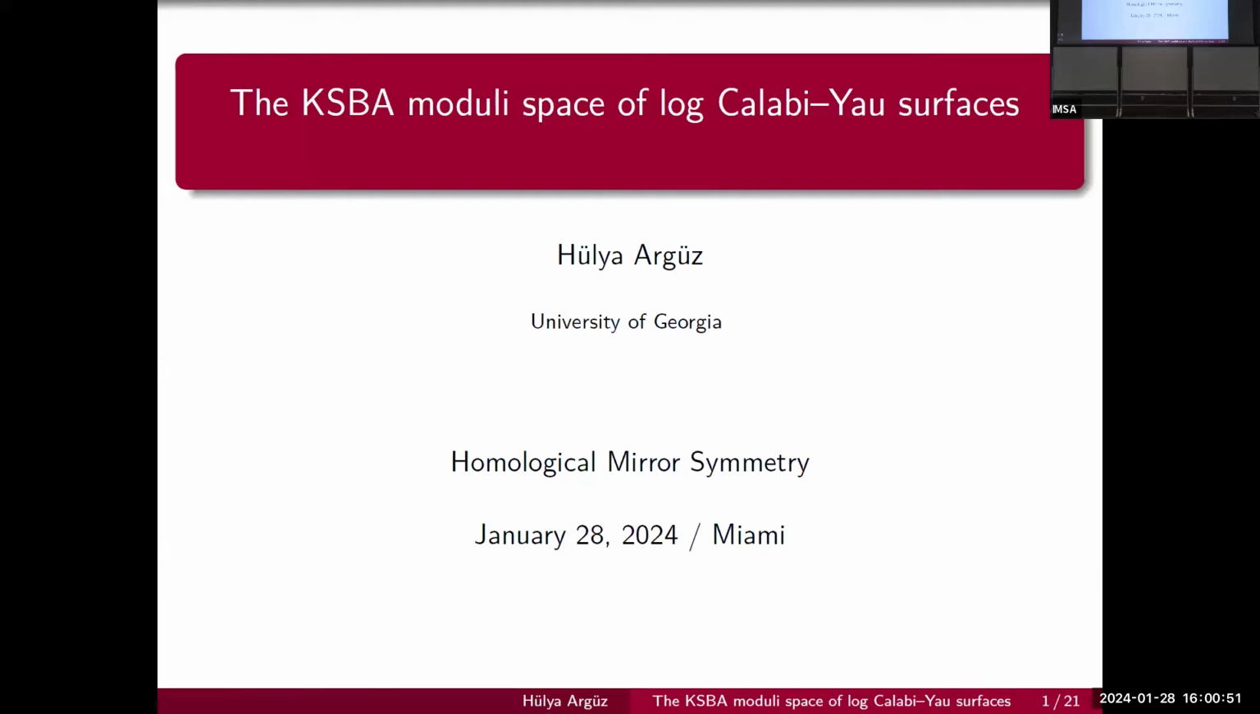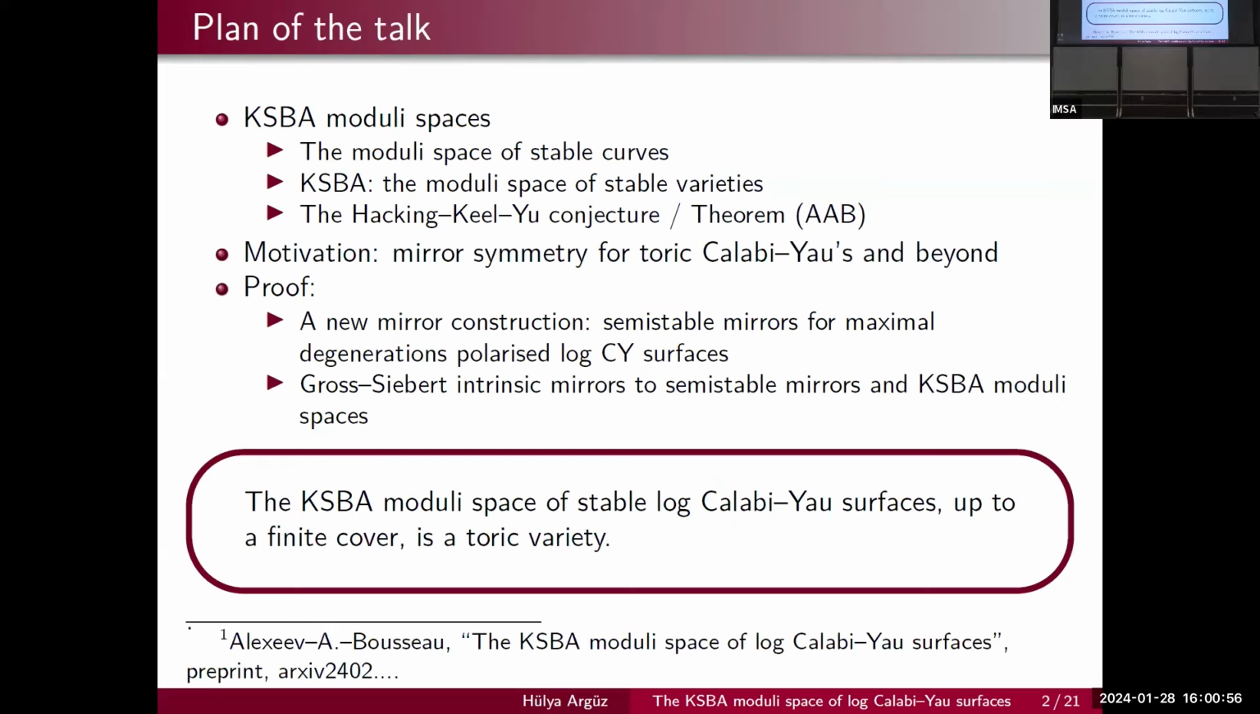So my plan today is to tell you about the KSBA moduli space of stable log Calabi-Yau surfaces. Here's my concrete plan. I will very shortly recall what a moduli space of stable curves is. The KSBA moduli space will just be a higher dimensional generalization of it. And I will tell you what the Hacking-Keel-Yu conjecture, which is now our theorem with Alexeev and Bousseau, is saying. So this is the main theorem of the talk. The KSBA moduli space of stable log Calabi-Yau surfaces, up to passing to a finite cover, is a toric variety.